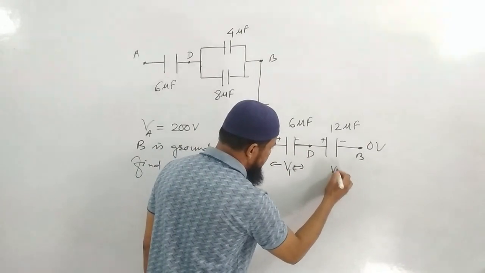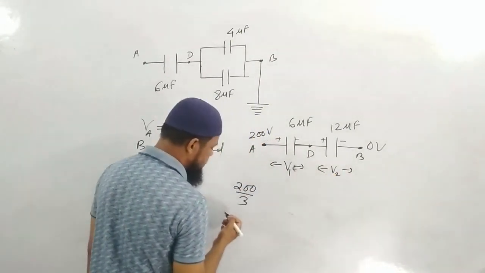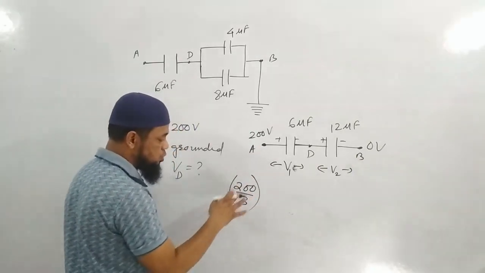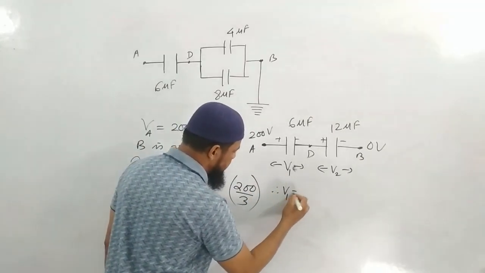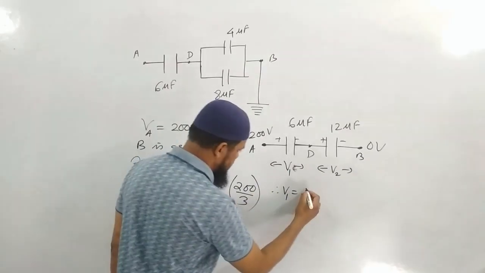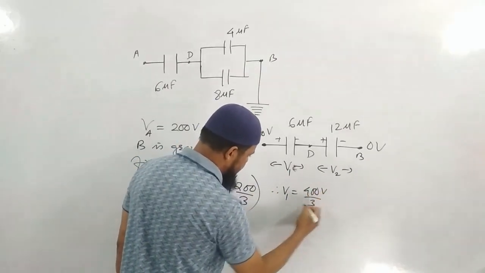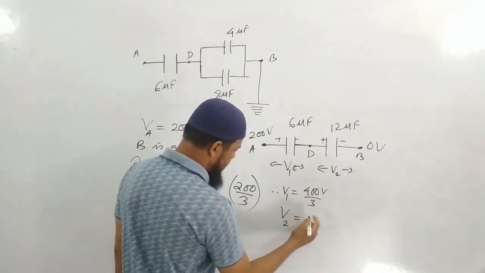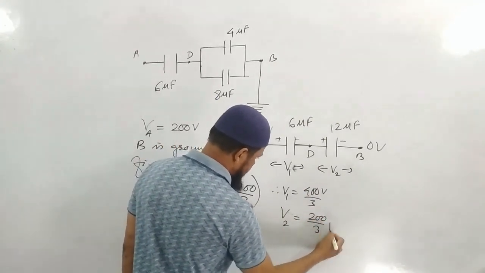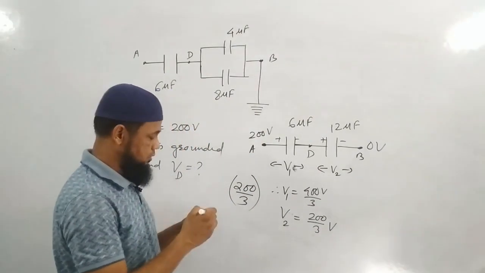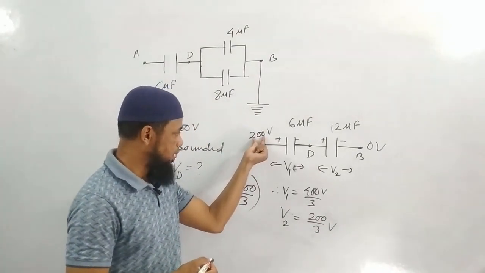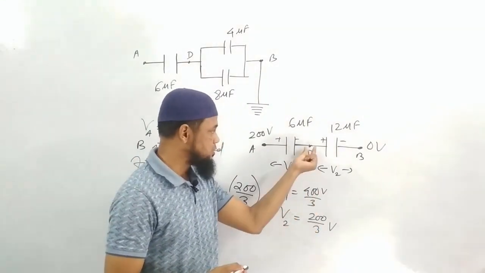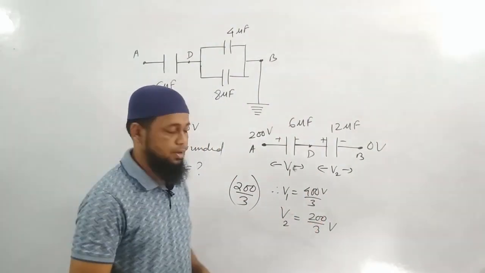If I call these potentials V1 and V2, then how much is V1? This is 200, divided into 3 parts, each part 200 by 3. So V1 will become 2 parts of this, that is 400 volt by 3. And V2 is 1 part, 200 by 3 volt. So here it was 200, V1 has dropped 400 by 3, and 200 by 3 will remain here.